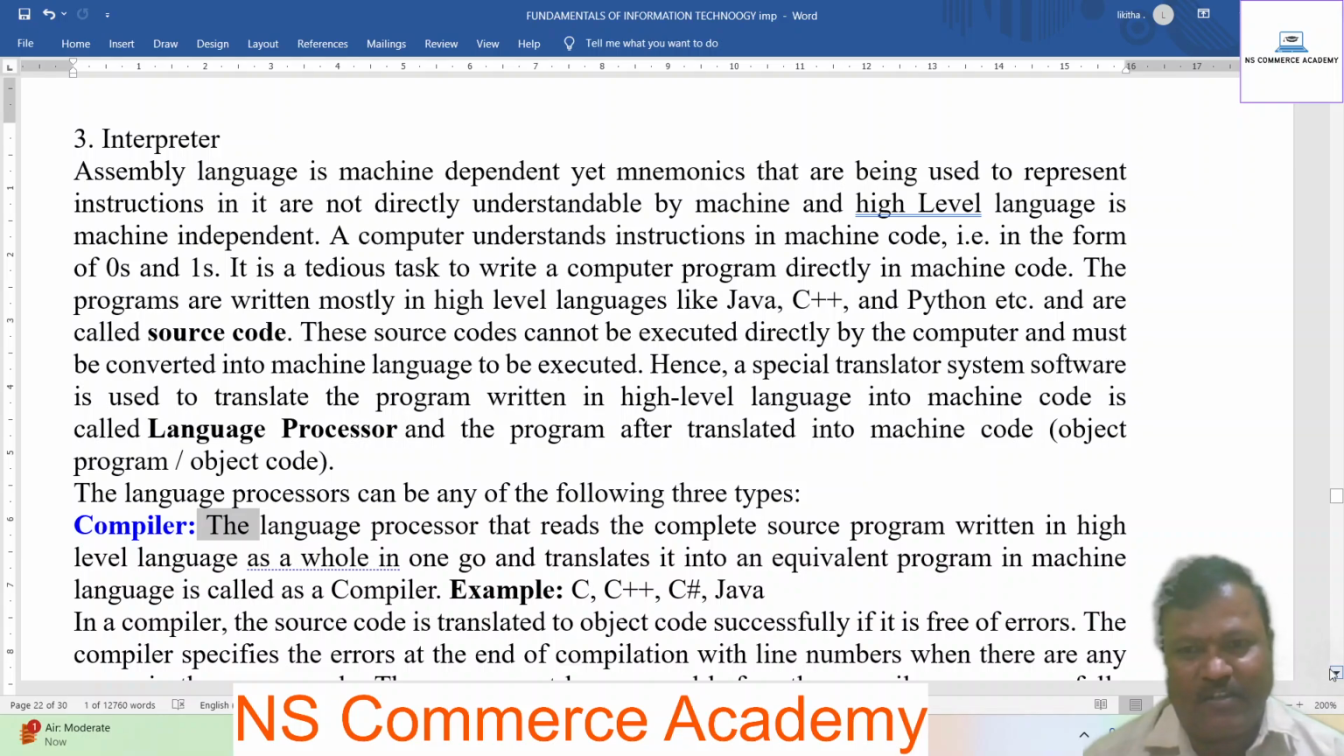Hence, a special translator system software is used to translate the program written in high-level language into machine code, called a language processor. The program after translation into machine code is called the object program or object code. The language processor can be any of the following three types.